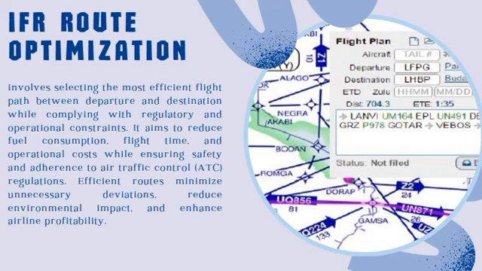IFR route optimization involves selecting the most efficient flight path between departure and destination while complying with regulatory and operational constraints. It aims to reduce fuel consumption, flight time, and operational costs while ensuring safety and adherence to air traffic control regulations. Efficient routes minimize unnecessary deviations, reduce environmental impact, and enhance airline profitability.